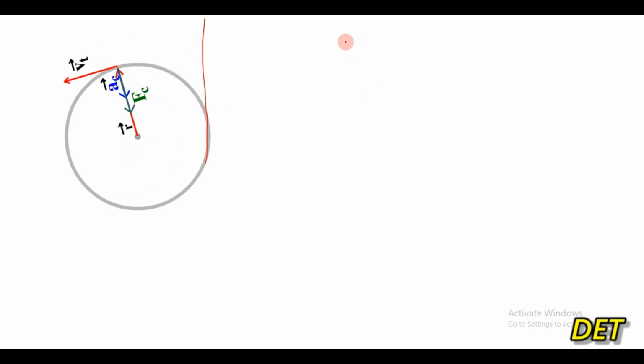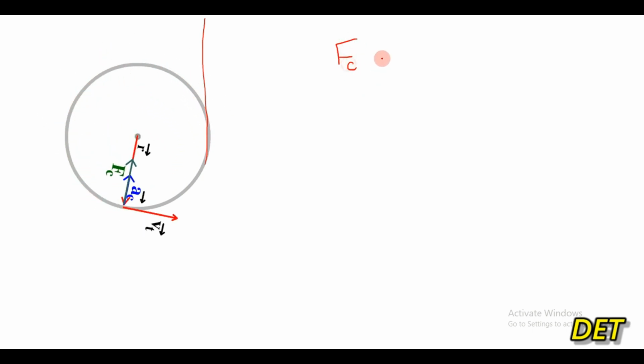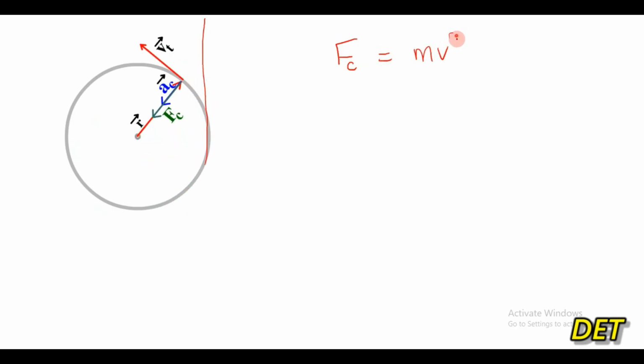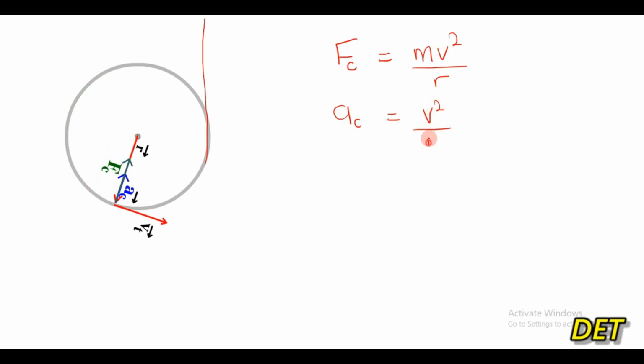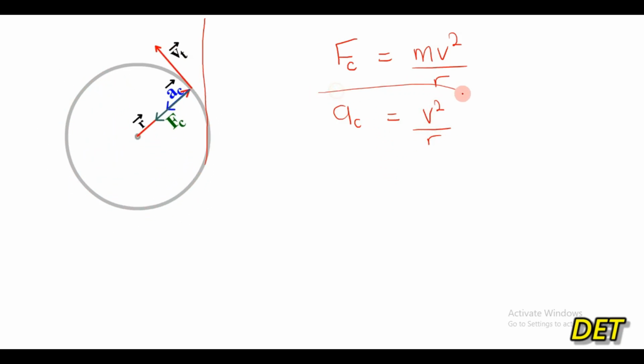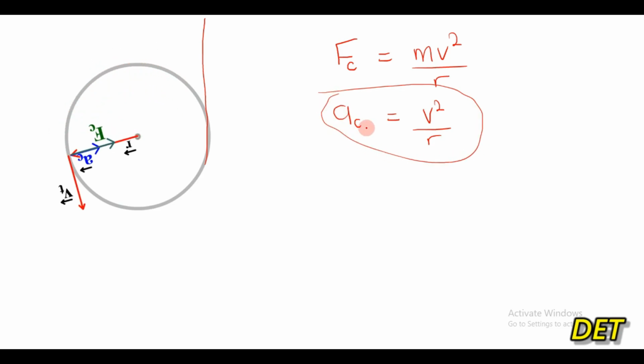So like I said before, centripetal force Fc is equal to mv squared over r, where Fc is the centripetal force, m is the mass, v is the velocity, r is what? The radius. Your centripetal acceleration is equal to v squared over r. This is centripetal acceleration. AC is equal to v squared over r, and it is directed towards the center of the circle. So these two, centripetal force and centripetal acceleration, are directed towards the center of the circle.